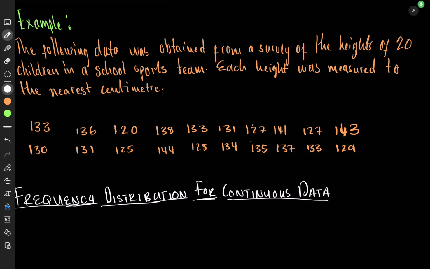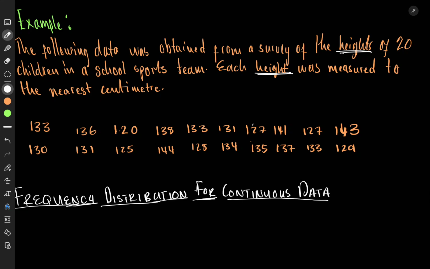Here's the example. It says, the following data was obtained from a survey of 20 children in a school sports team, each height. So these are heights. That's continuous data. Height is continuous, so we know it's continuous data. Okay, now we have continuous data.